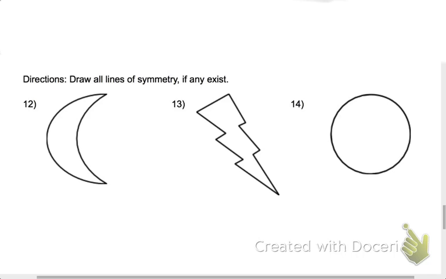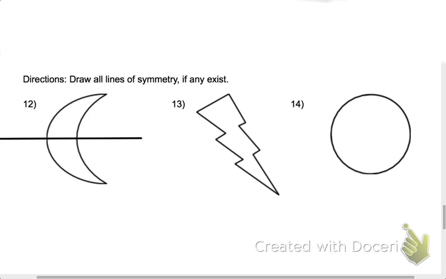Okay, for number 12, it says draw all lines of symmetry if any exist. So right now I want you to think, how many lines of symmetry could we draw with number 12? Well, the only line for this one would be a horizontal line right here, right down the middle. That would be the only one we could draw. If we drew it vertical, we wouldn't be able to fold it onto itself.